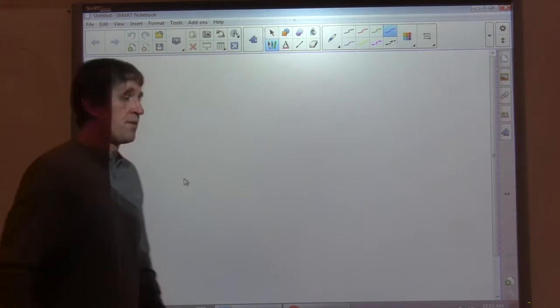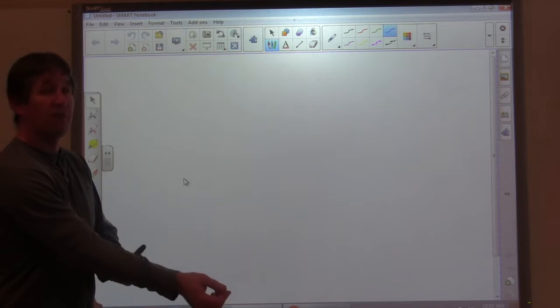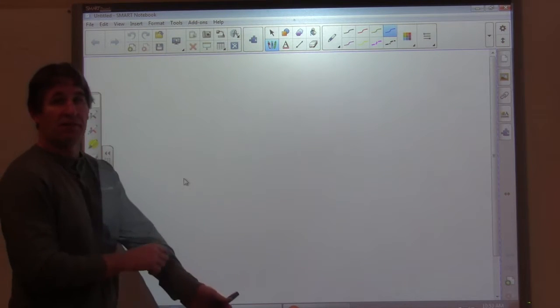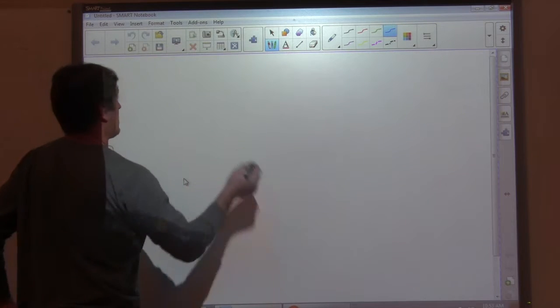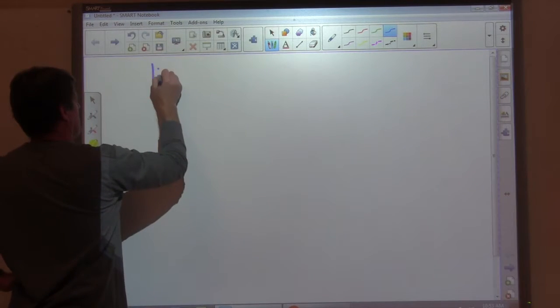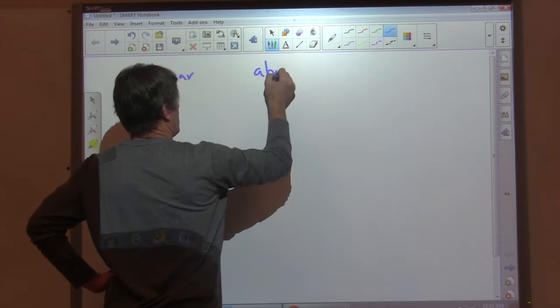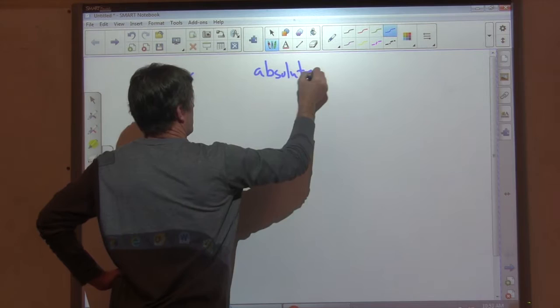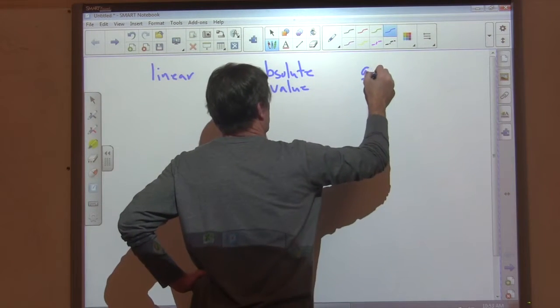So, transformations. First thing we need to understand is we're working with functions, and we have lots of different functions we work with in this chapter. The three that are on the test are linear functions, absolute value functions, and quadratic functions.